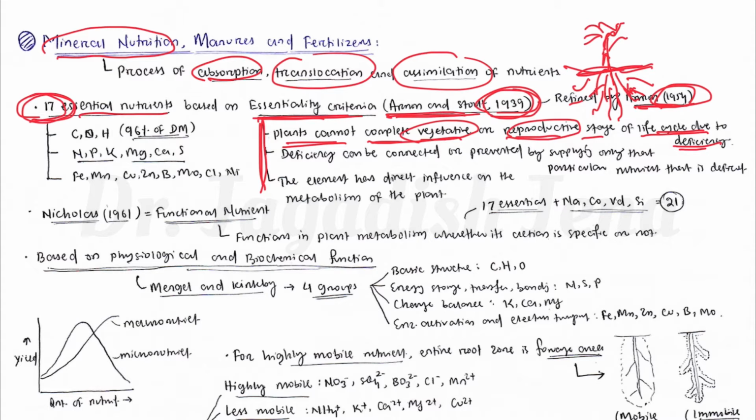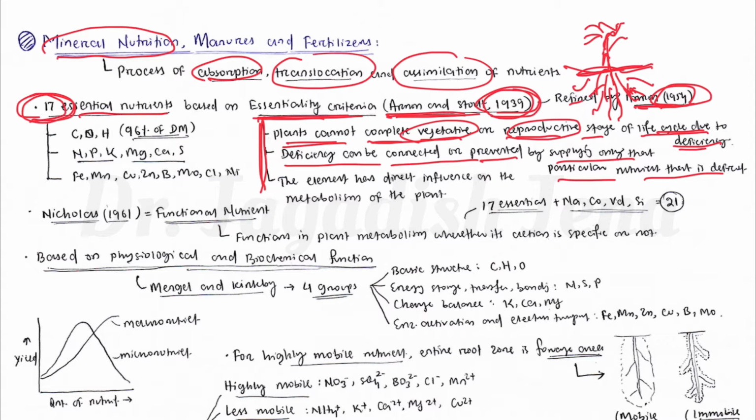If the nutrient is deficient, then the plant cannot complete its vegetative or reproductive life cycle. The second criterion is that the deficiency can be corrected or prevented by supplying only that particular nutrient that is deficient. Suppose one nutrient is deficient, we cannot fulfill that deficiency through another nutrient. That was the second criterion.